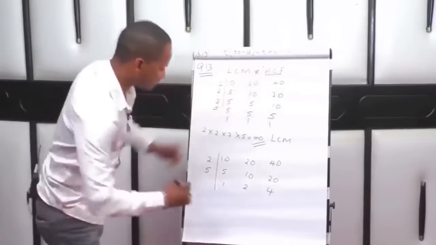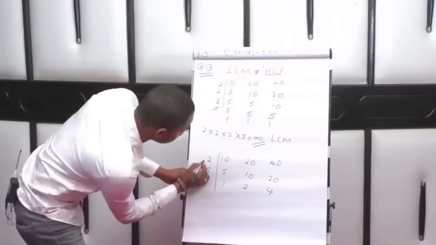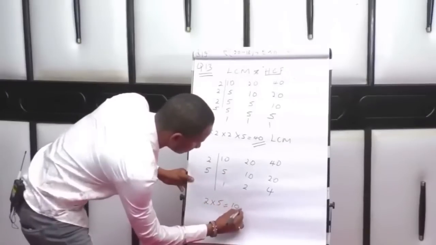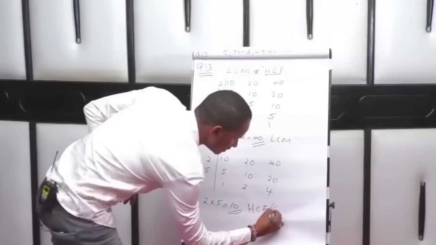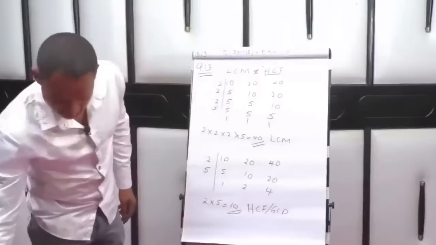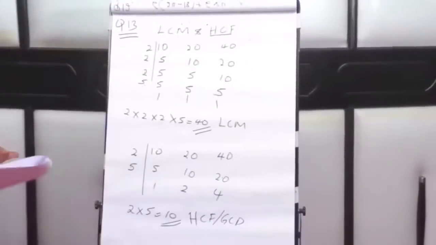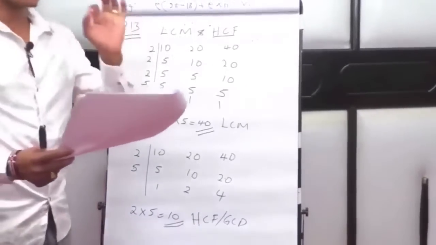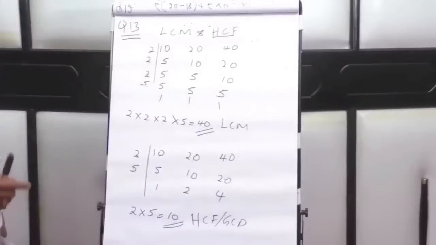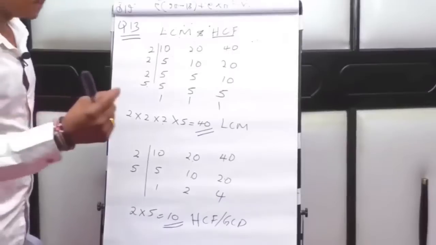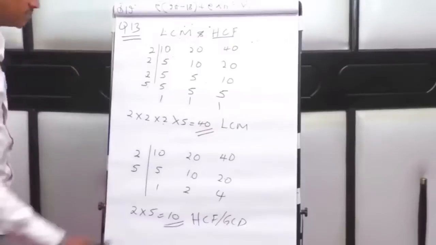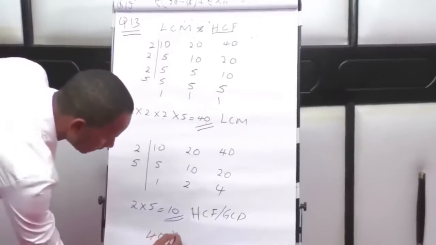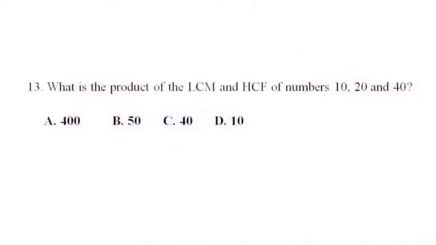So the highest common factor is these two values, 2 multiplied by 5, which is 10. This is the highest common factor, or the GCD, the greatest common divisor. Then the question asks, what is the product of the LCM and the highest common factor? Don't stop there. Product means multiply. The LCM is 40, multiplied by the GCD, which is 10. You get 400. That is our answer.